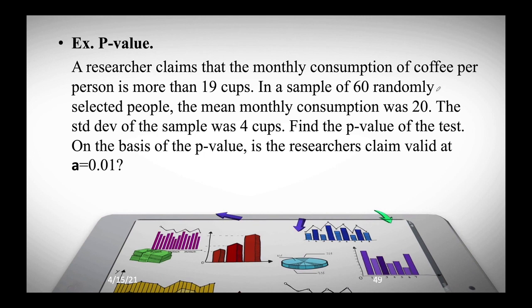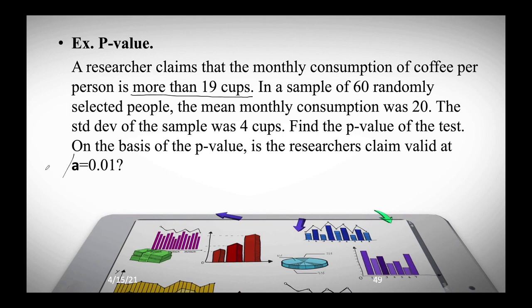A researcher claims that the monthly consumption of coffee per person is more than 19 cups. Take note, no? More than 19 cups. Not more than or equals 19 cups. So basically, 19.1 pataas. In a sample of 60 randomly selected people, the mean monthly consumption was 20. The standard deviation of the sample was 4 cups. Find the p-value of the test. On the basis of the p-value, is the researcher's claim valid at alpha level 0.01?